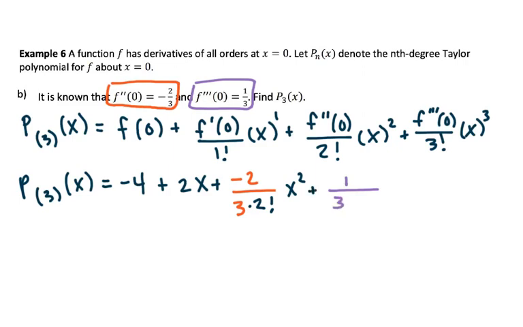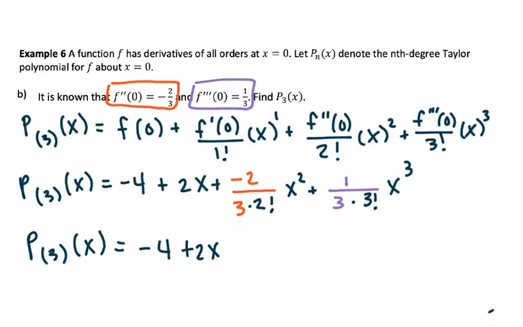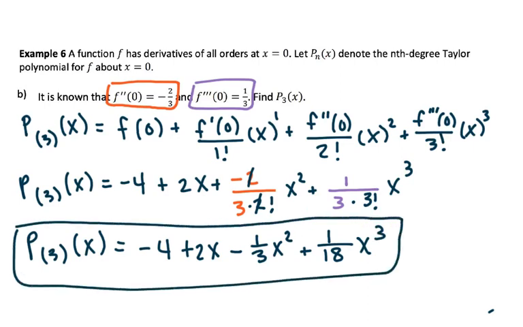And that's going to be times 3 factorial, that was already there, and x cubed. And now we just simply clean it up. So -4 plus 2x, 2 factorial is just 2, so these basically just cancel out and leave you with negative 1/3 x squared. And here, that's really just going to be 3 times 6, so 1/18 x cubed. And that's it. So again, as long as you're familiar with the general form for any center, these are going to be pretty straightforward.